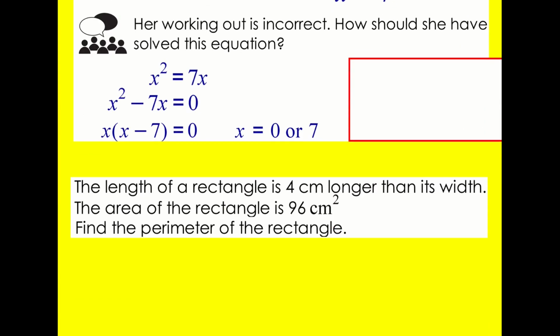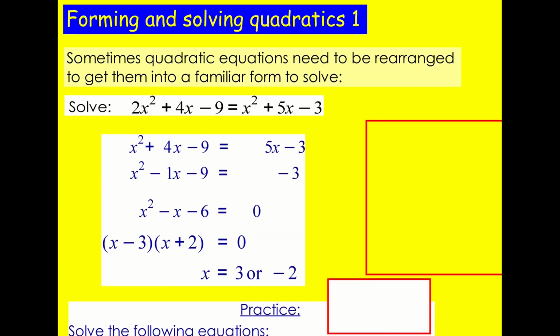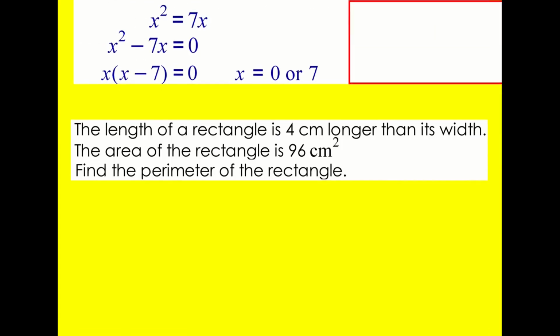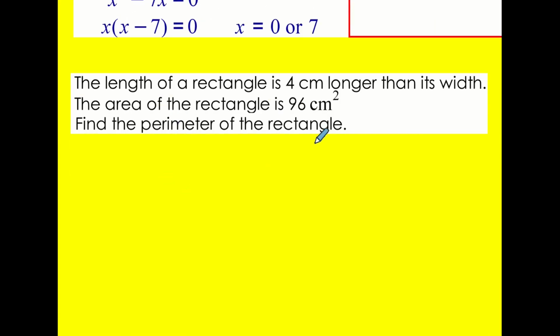Here goes then. This is sort of the main bit I want to get onto now, forming and solving quadratics. The length of a rectangle is 4 centimeters longer than its width. The area is 96. Find the perimeter of the rectangle. So it looks quite complicated to start with, but let's get that rectangle sketched out. And the length is 4 centimeters longer than the width.